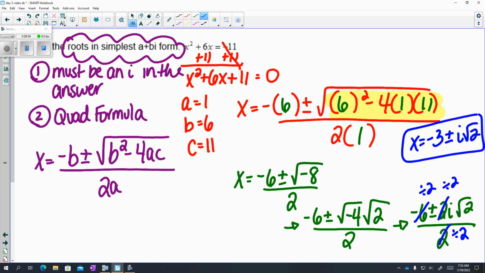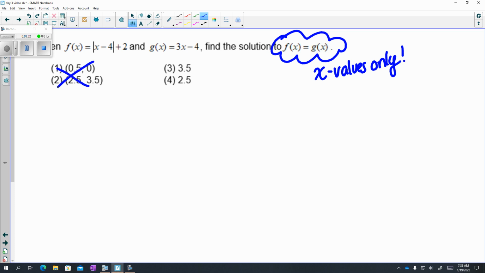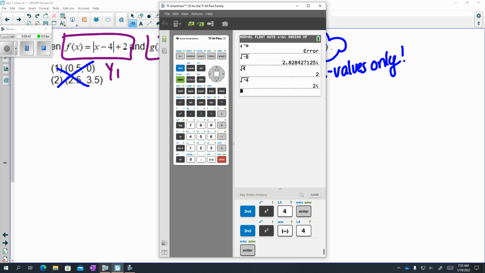We have 2 more questions to go for our systems of equations. So for number 6, given f of x equals the absolute value of x minus 4 plus 2 and g of x equals 3x minus 4, find the solution to f of x equals g of x. So I mentioned this earlier, f of x equals g of x, I'm looking for x values only. So that means choices 1 and 2 are gone automatically. In order to find this, we want their point of intersection. So I'm going to put each equation into the calculator, the first one in y1, the second one in y2.